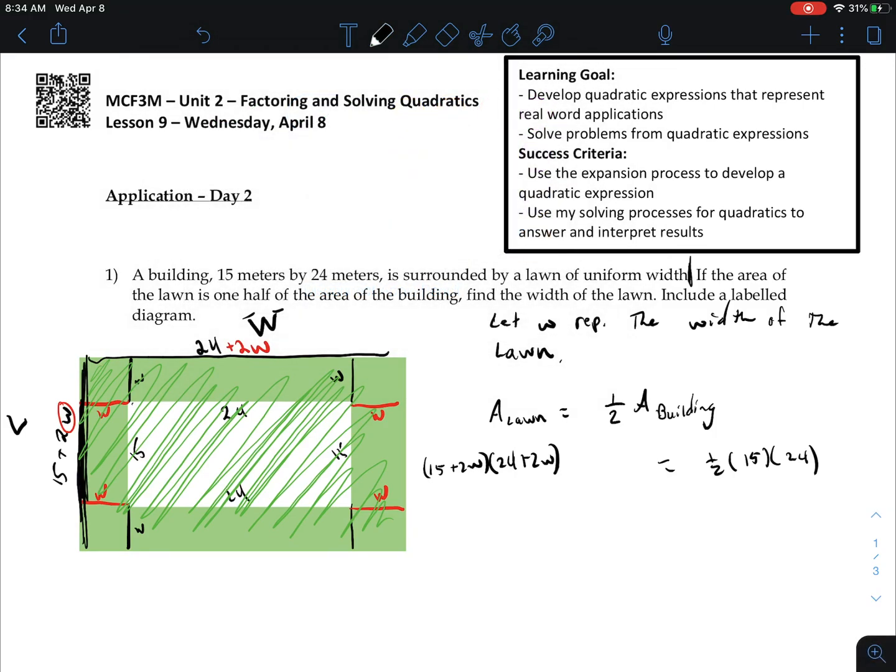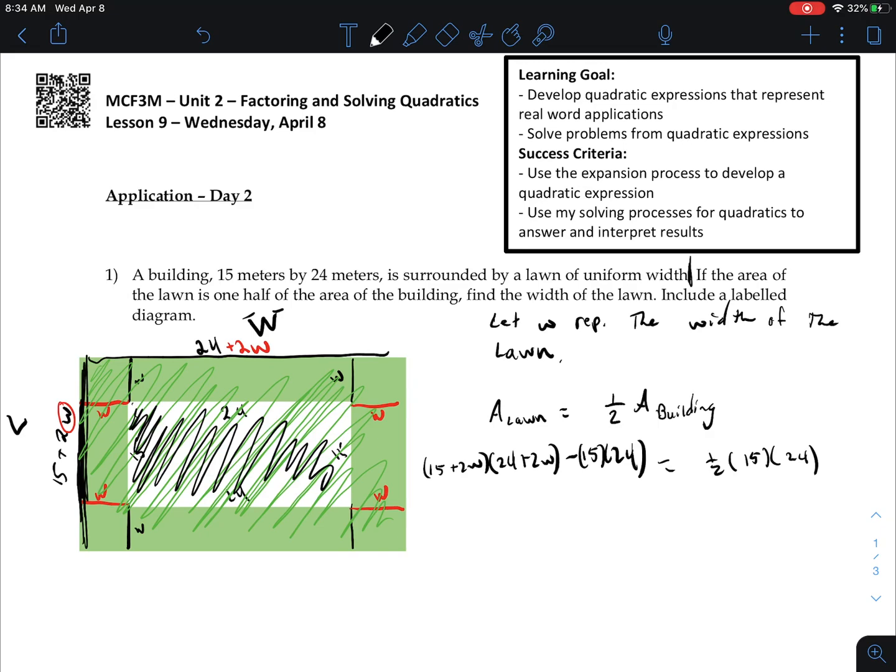And so what I need to do is actually subtract that white area off of the area of the big rectangle, right? So I'm going to subtract 15 times 24 because that's the white area. I'm going to get rid of the white area. And then the difference between the black and the green will give me my green border.